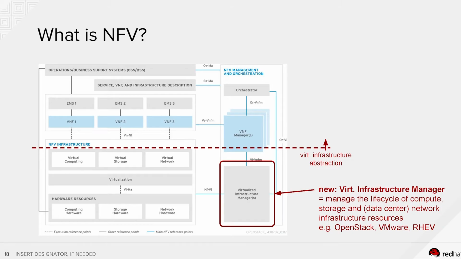So the Virt Infrastructure Manager, or sometimes called a VIM, is what manages the life cycle of your compute nodes, of your storage nodes, and of your network infrastructure. So this is what your operations team is going to be interfacing with. This could be a CLI, this could be automation, this could be your Puppet or your Ansible or your Cobbler or whatever you're using to deploy the machine.